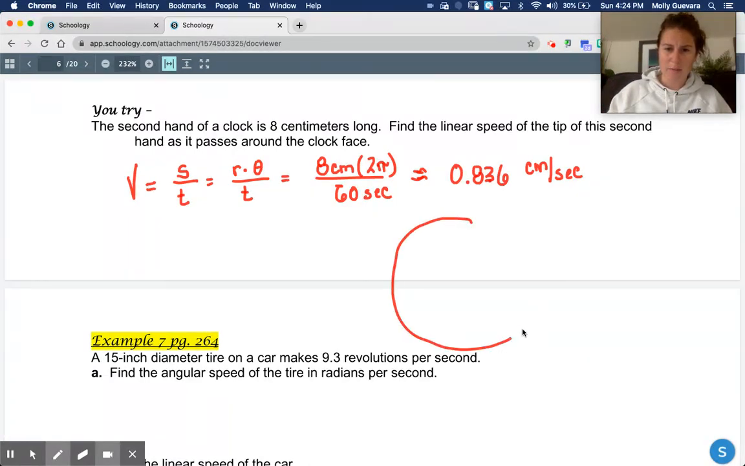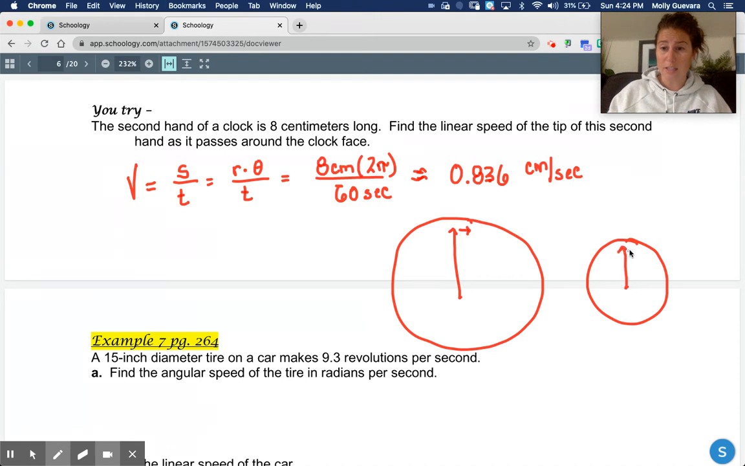If we have a super big clock, right, and here's my second hand, the distance it goes to the next second on a really big clock is going to be bigger than if I have a small clock with the second hand and the distance it goes to the next second. So it makes sense that if the radius was 10.2 centimeters, it would move further every second than if the radius was only 8 centimeters. It would not move as far every single second.